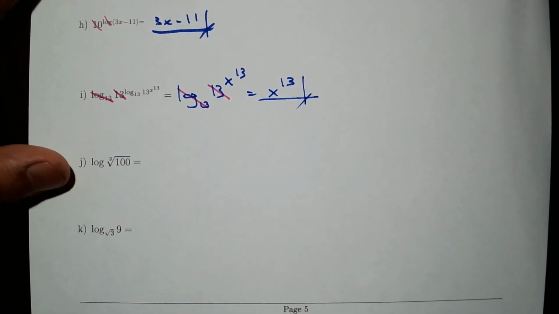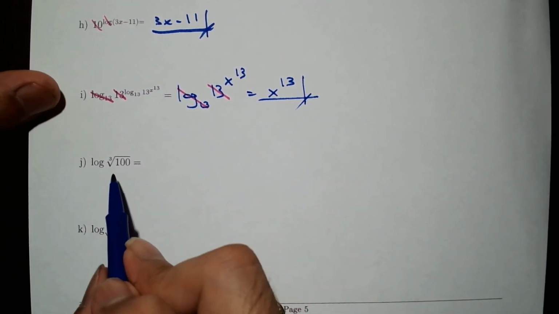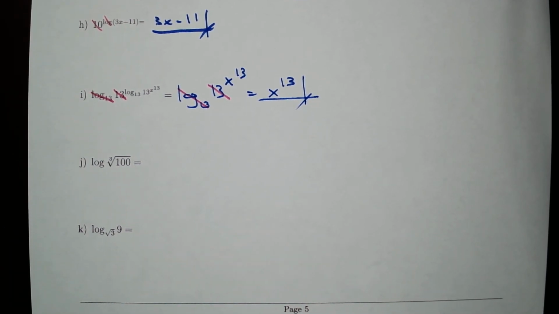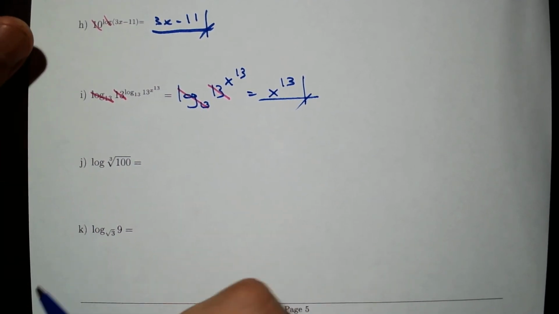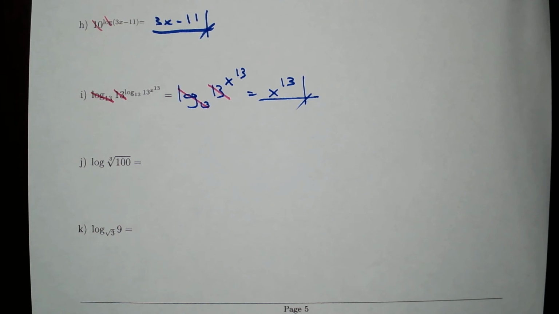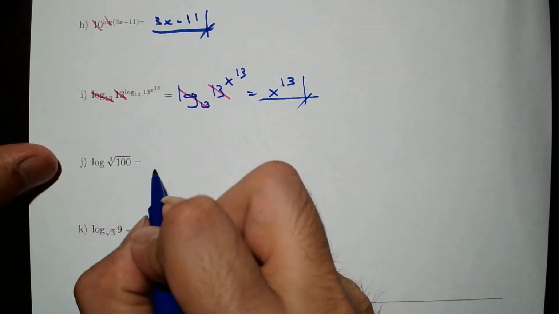What about the last of two? Okay, so log of the cube root of 100. Well, that's interesting because we have that cube root. We need to get rid of that cube root using the properties of radicals.